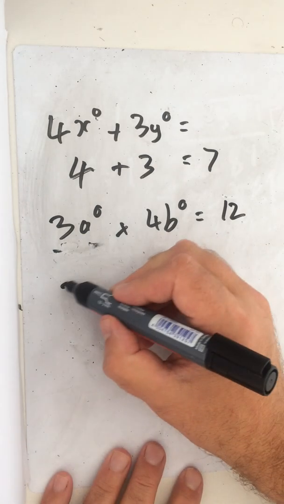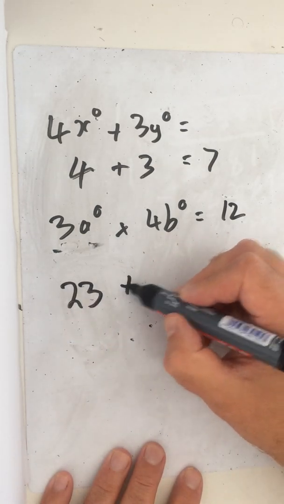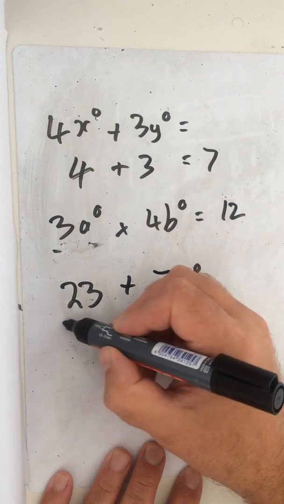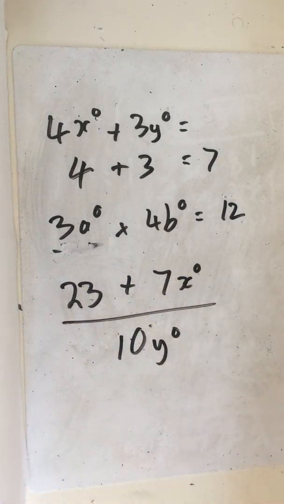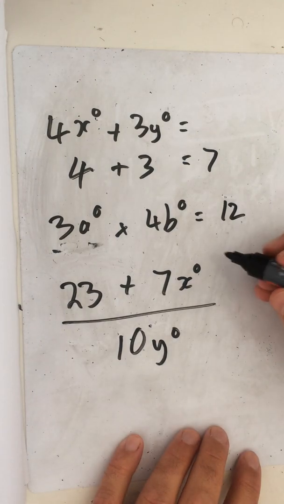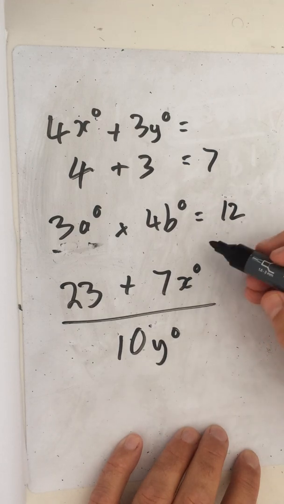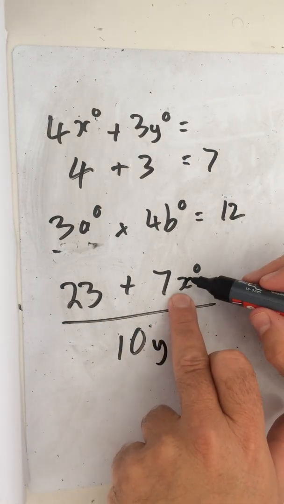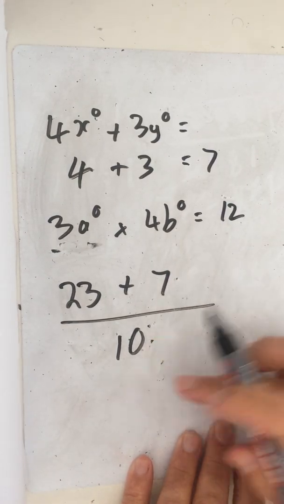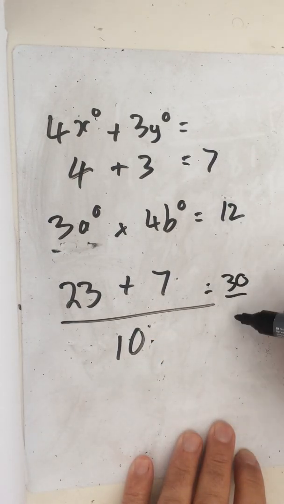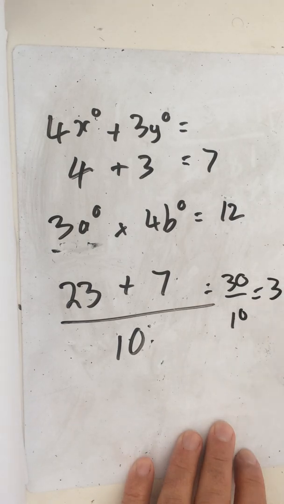Get a little bit trickier now, but again, not too hard. Over 10y to the power of 0. Have a go at that one, please. Okay. If you need to pause the video, pause the video. Right, so quickly go through it. So we've got this is going to be 7, okay. This is going to be 10. 30 over 10, 3. Okay.